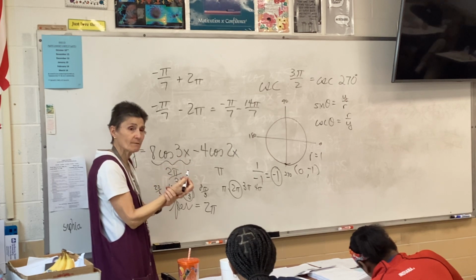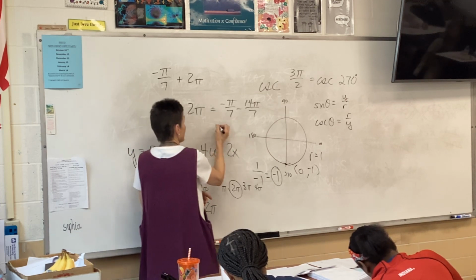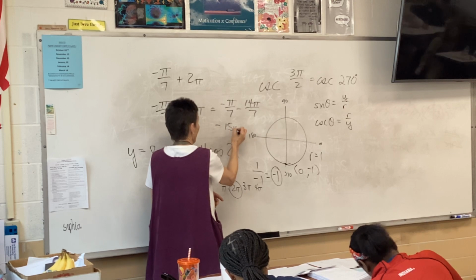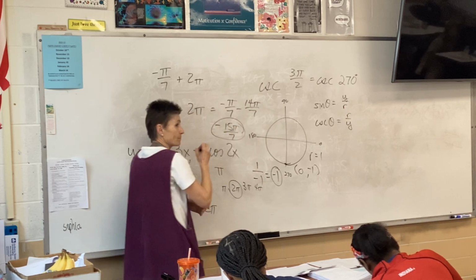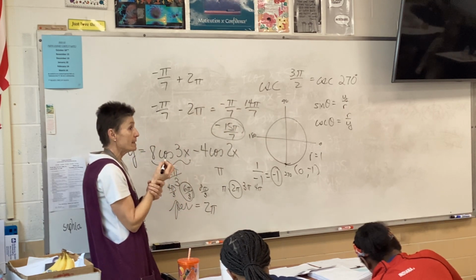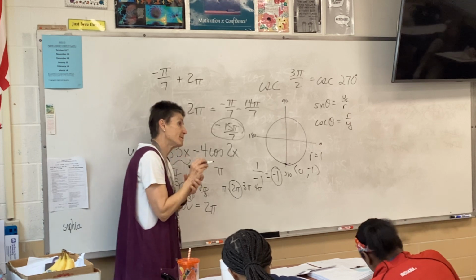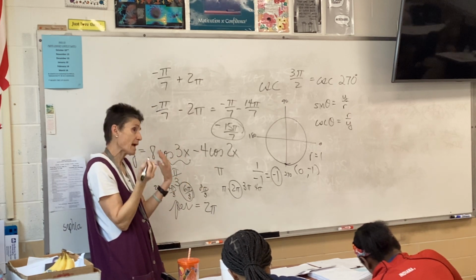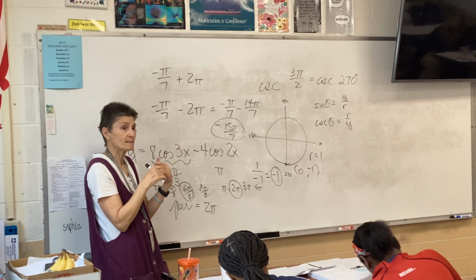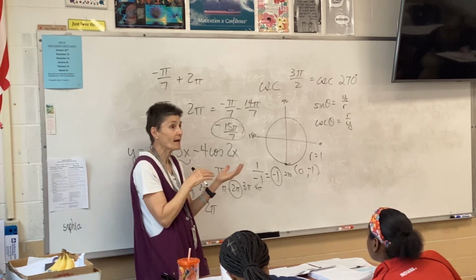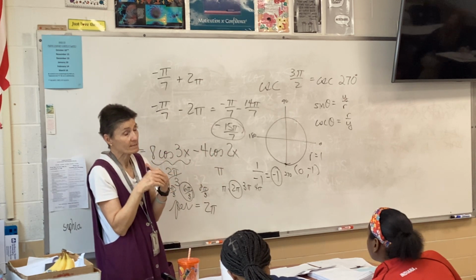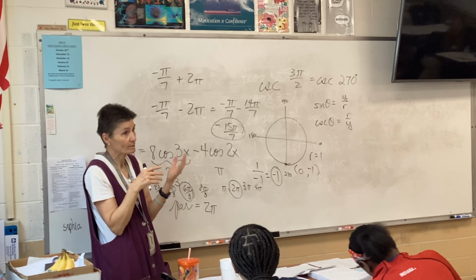So our negative coterminal angle is negative 15 pi over 7. If I were doing the problem in degrees, I would do exactly the same thing, only instead of adding 2 pi, I would add or subtract 360.